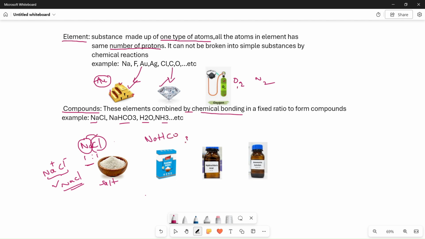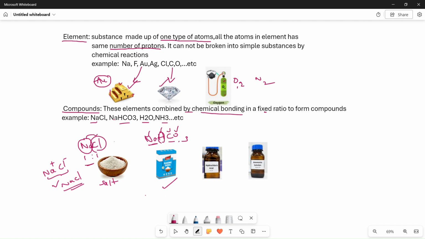Another example, NaHCO3. In this also, what do you have? Sodium one element, hydrogen one element, carbon and three oxygens. These elements are combined, each element, right? These elements are combined in a fixed ratio by chemical bonding to give you baking soda, that is sodium bicarbonate here.